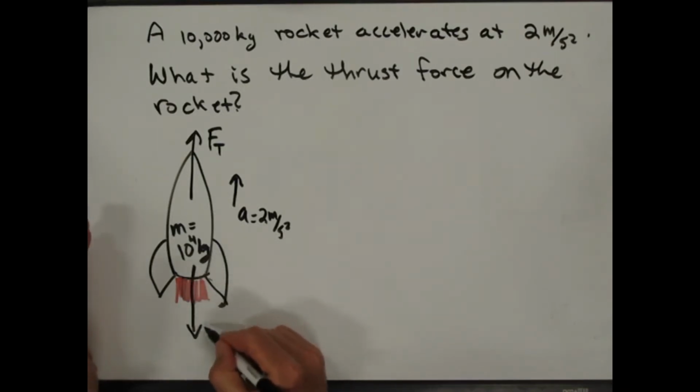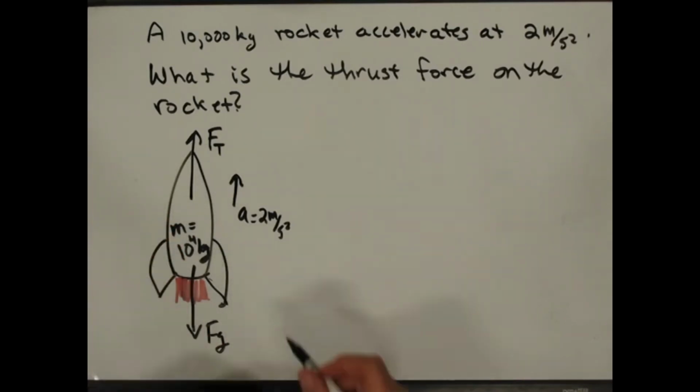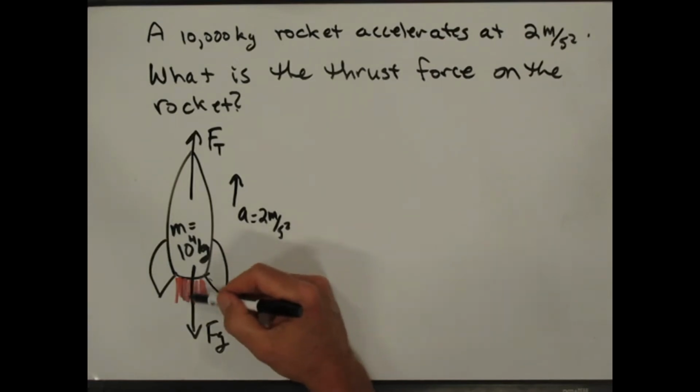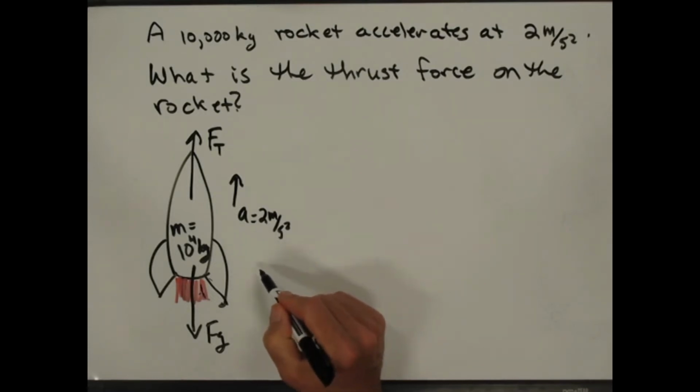You would say, okay, there's the force of gravity that's pulling it downward. You might even correctly say, well, what about air resistance? Well, we're going to neglect air resistance, and we're going to say, look, these are the two forces. The thrust from the engines is pushing it upward, and gravity is pulling it downward. And the net effect is that it's accelerating upward at 2 meters per second squared.